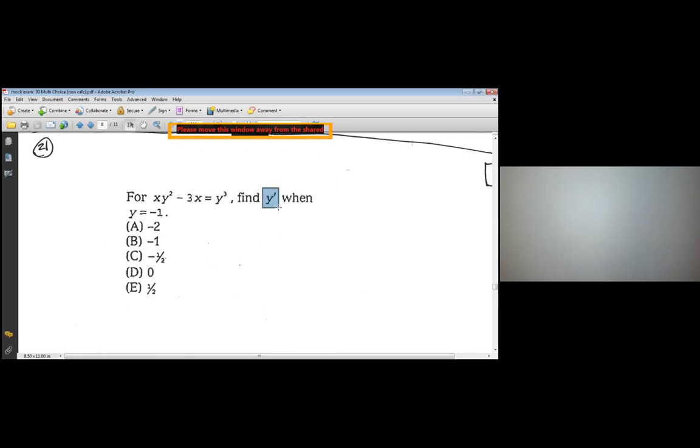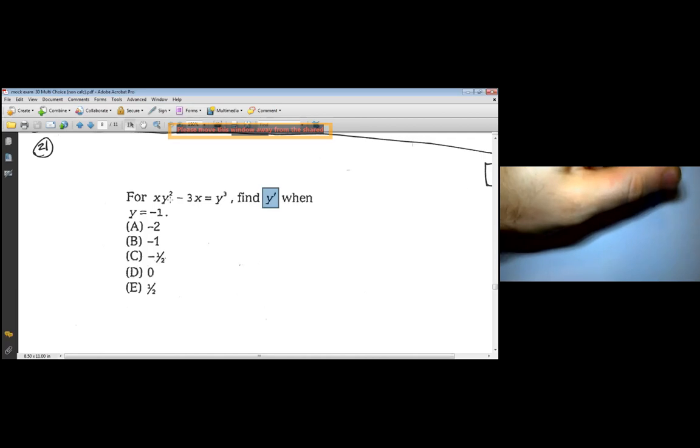Y prime is the derivative. It's the same thing as dy/dx. It's an implicit problem. So, okay, hold on. There's silence and that didn't sound confident. Let's do it. So we're going to take the derivative. So product rule. First, derive the second, 2y dy/dx, plus the second, derive the first, which is just 1. So that takes care of the product rule. Minus 3 equals 3y squared dy/dx.